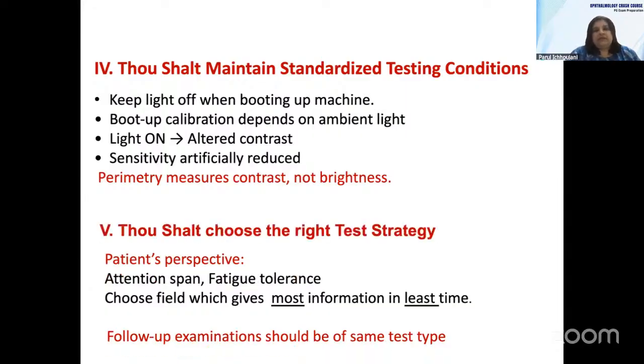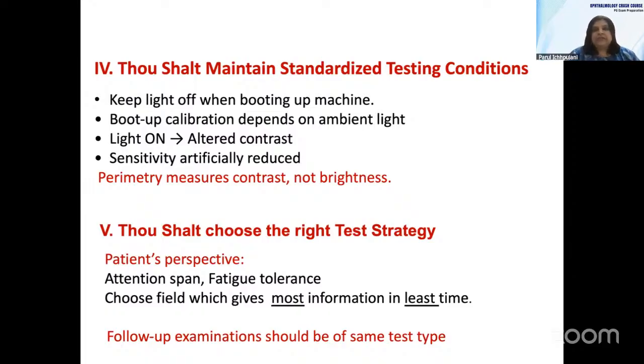Also, choose the right test strategy. You have to keep your patient's attention span in your mind. An elderly lady of 78 years with some back issues is not going to sit through the entire test of SITA Standard. For such a patient, choosing SITA Fast, which is relatively faster but essentially gives you almost 80% accuracy, is a good enough choice. So keep the patient's attention span and fatigue tolerance in mind so that you get the most information in the least amount of time. But remember that all the follow-up examinations should be of the same test type.